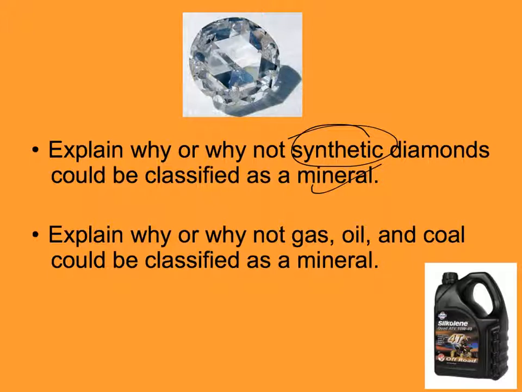Explain why or why not oil and gas and coal could be classified as a mineral. Well, gas is not a solid, oil is not a solid, so they fail for that reason. Okay? All three are made from living things. So coal is made from plants, oil is made from microscopic animals, gas is made from microscopic plants. And we said that a mineral has to be inorganic, which means came from something that was not alive. Okay, never alive. So a mineral cannot come from something that was alive at some point. It has to be inorganic.